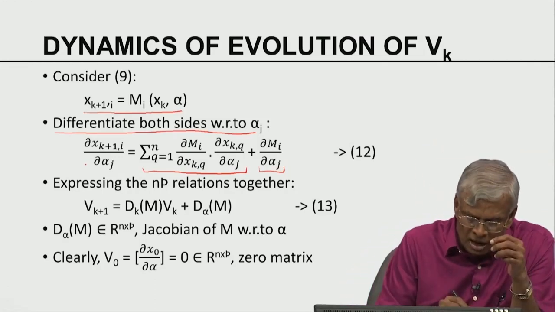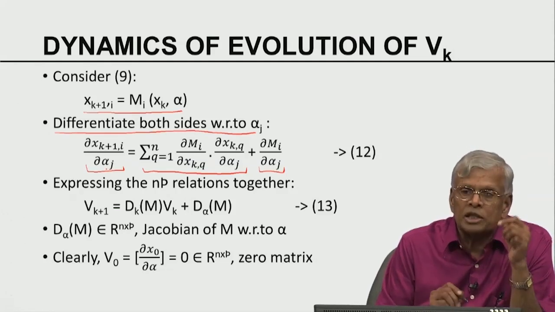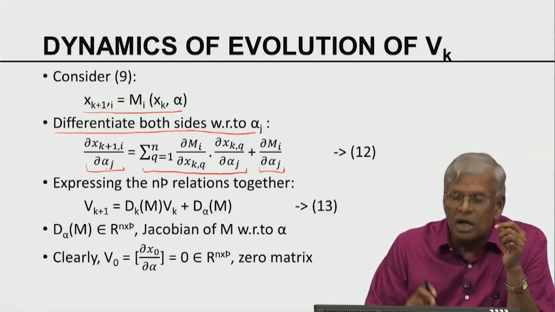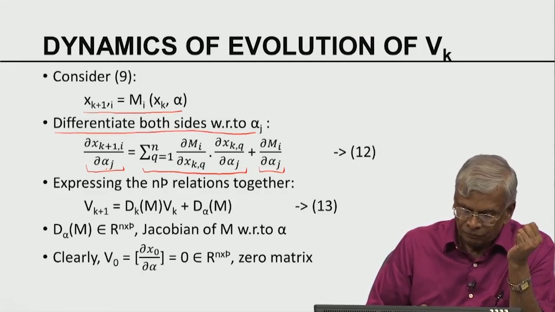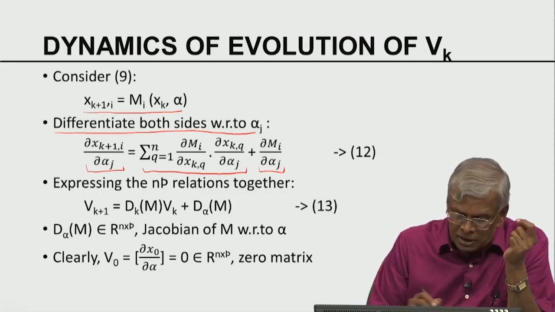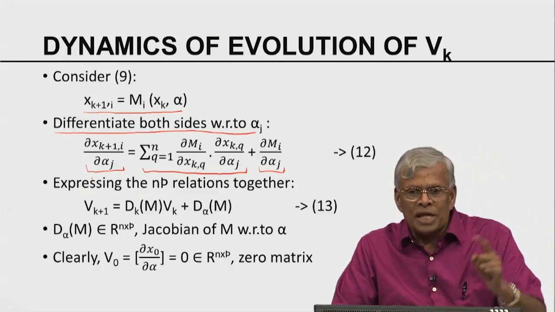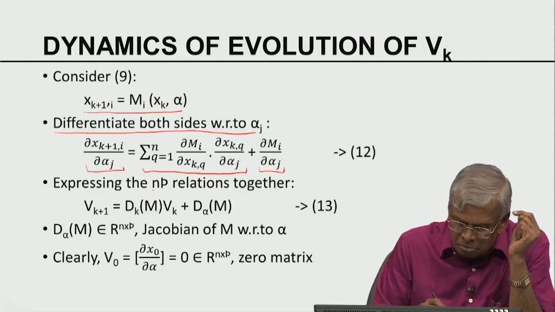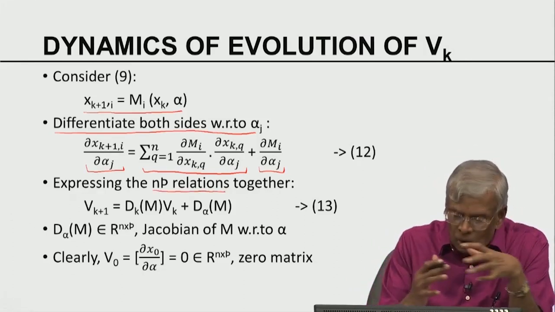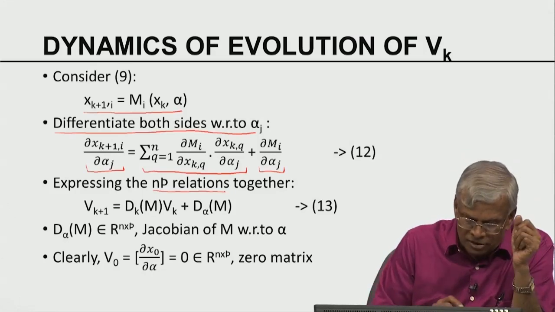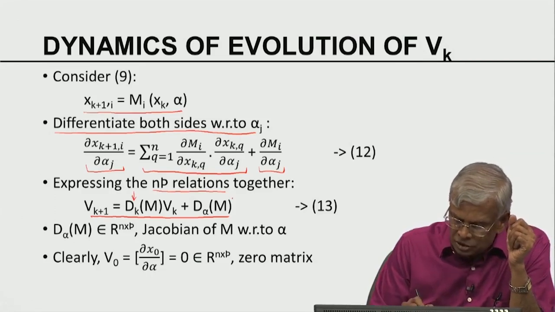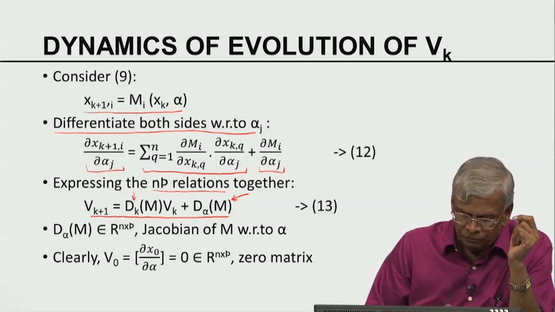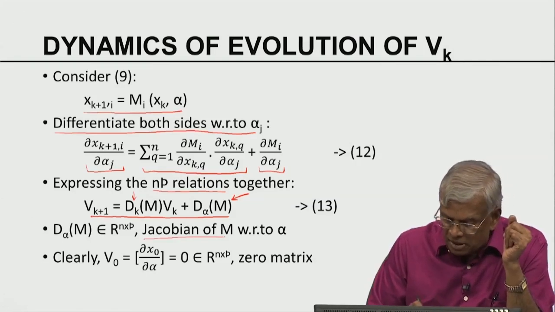So the sensitivity of xk plus 1, the ith component of it, with respect to the jth component of alpha, is essentially the sum of two terms. The first one is an implicit dependence, second one is an explicit dependence. Again, i varies from 1 to n, j varies from 1 to p. So there are n p such relations. By collating all these n p relations and arranging them in the form of a matrix, we get a matrix recurrence. This is the model Jacobian with respect to the parameter. So dm alpha is the Jacobian of m with respect to alpha.